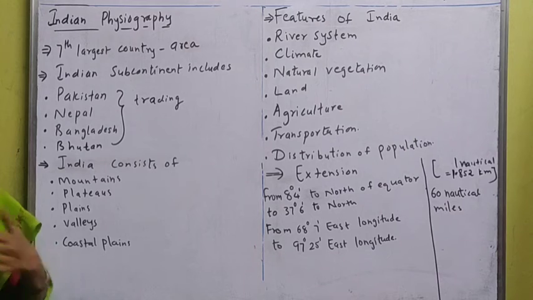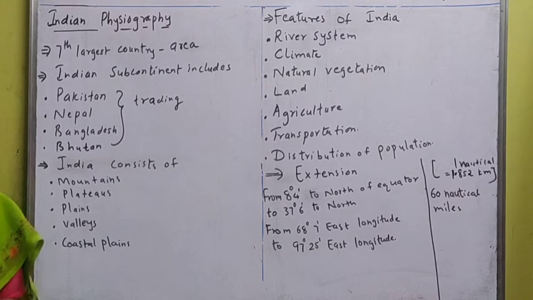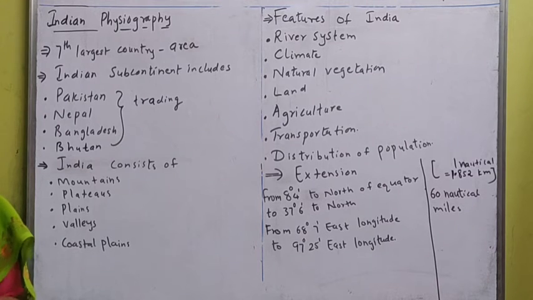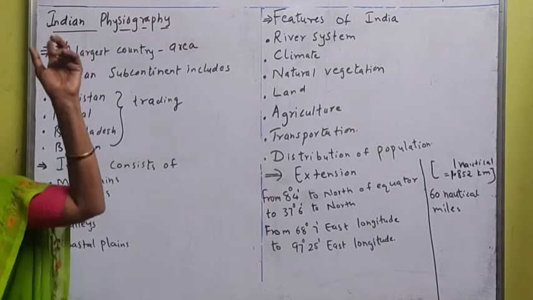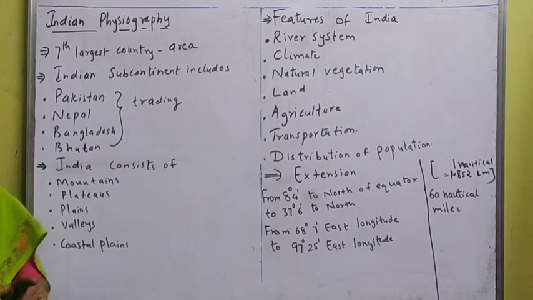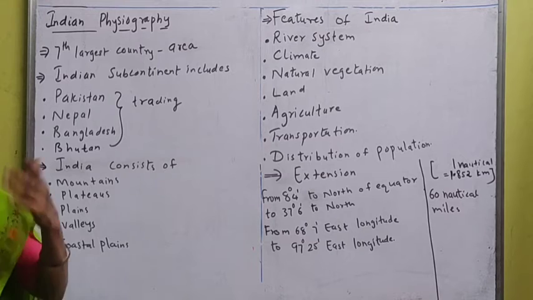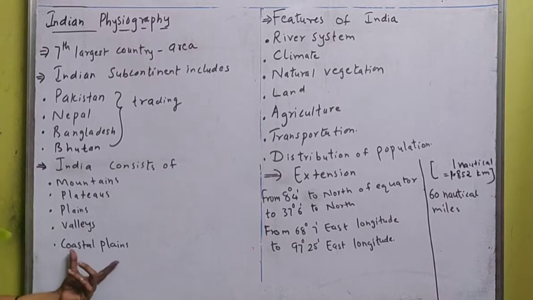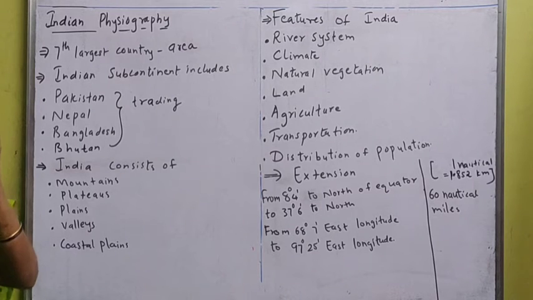Then we have the coastal region, because India is a peninsula. What does peninsula mean? Three sides are covered with water and one side is land. In the west there is the Arabian Sea, in the east the Bay of Bengal and in the south the Indian Ocean. This is a peninsula, so naturally coastal regions should be there. So we have coastal plains. These are the important things which are present in India.